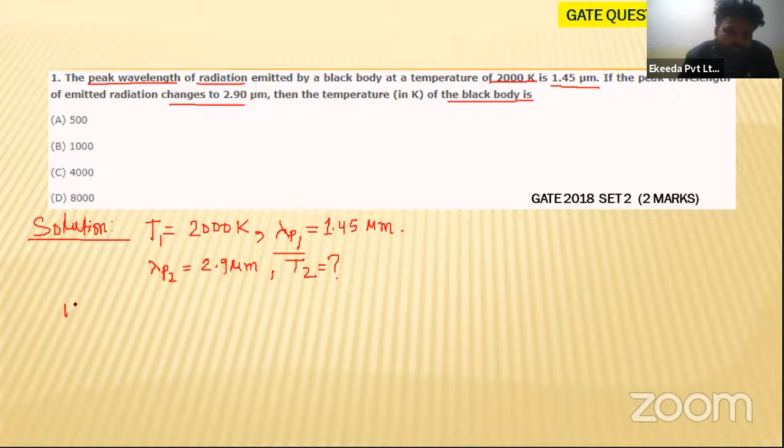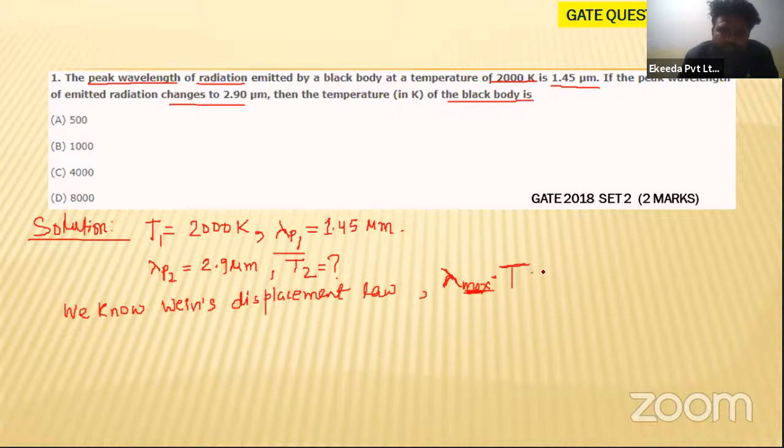So we know the Wien's displacement law, my dear students. If you will see the Wien's displacement law, it says that the peak wavelength, or we can say the wavelength at which the maximum radiation is occurring, multiplied by that particular temperature T is equal to some constant.